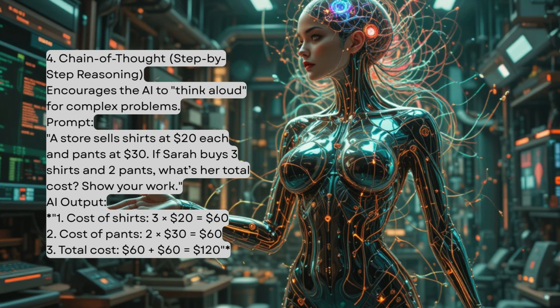AI output: 1. Cost of shirts: 3 times $20 equals $60. 2. Cost of pants: 2 times $30 equals $60. 3. Total cost: $60 plus $60 equals $120. Excellent.